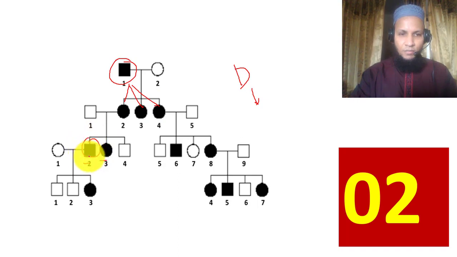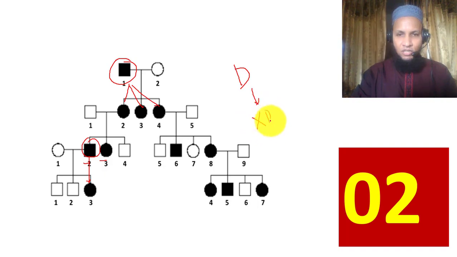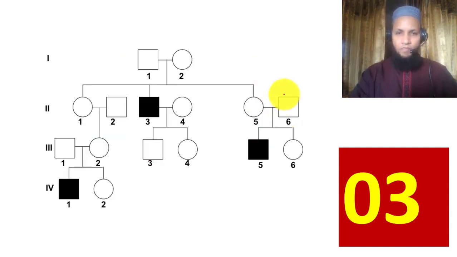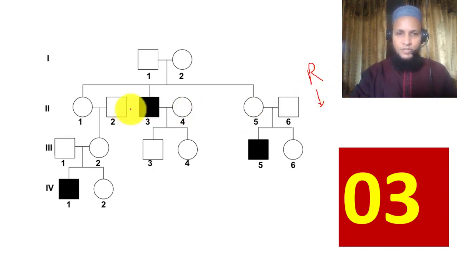And this father has transmitted the disease to his only daughter. So there is crisscross transmission. It is a feature of X-linked disease. So this is an X-linked dominant disease. Here we can see there is skipping of generation, so it is recessive. And next thing, there is sex bias, only males are affected. So this is X-linked recessive.